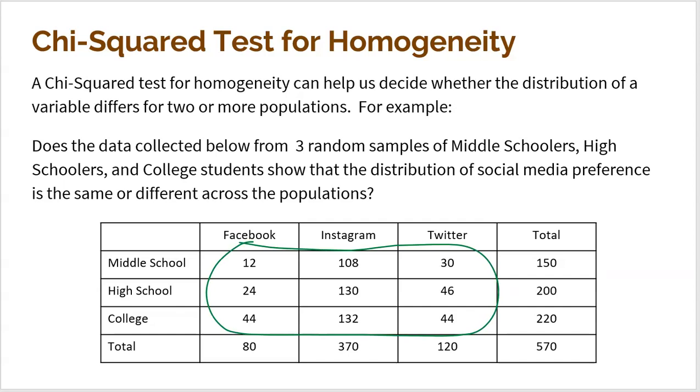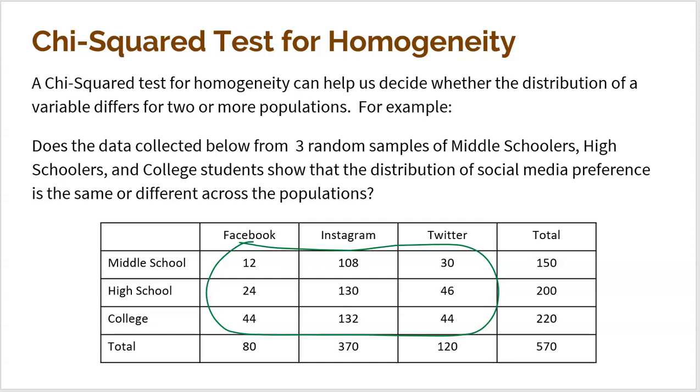We saw 188 middle schoolers use Instagram. We saw 44 college students use Facebook. Those are all the observed values. What we're looking for now is the expected values, okay? And you have to understand it like this. We have to understand that the distribution should all be the same, meaning not equal, but the same proportion, right? Because the numbers are always different here. So let me explain this as best as I can.